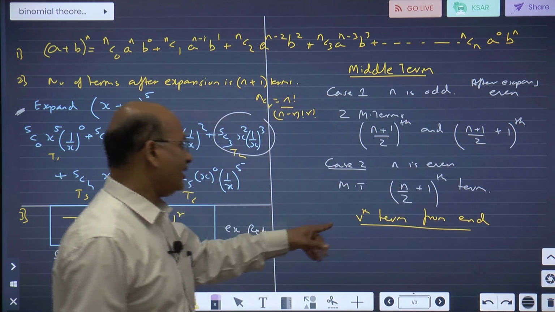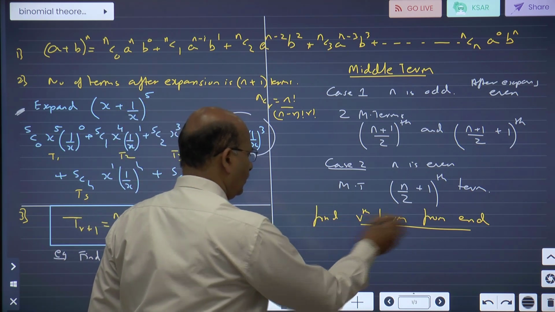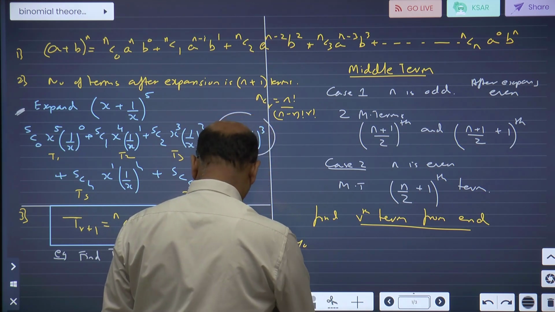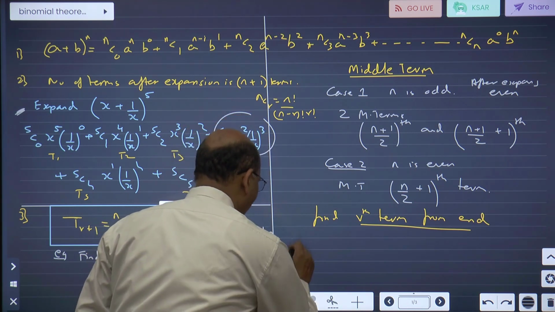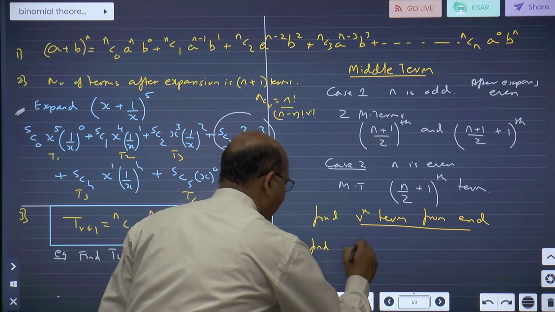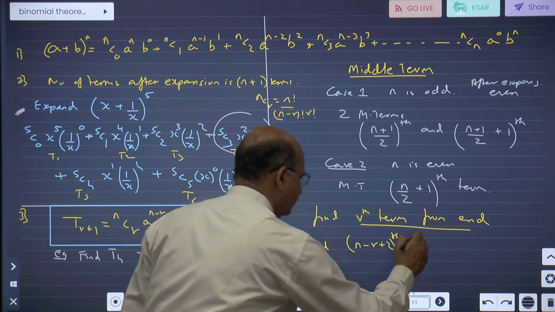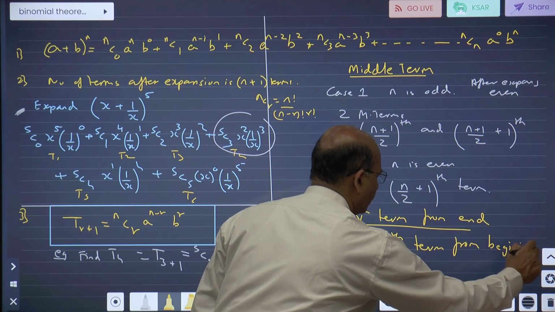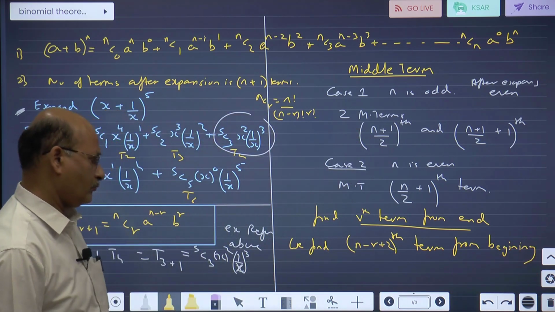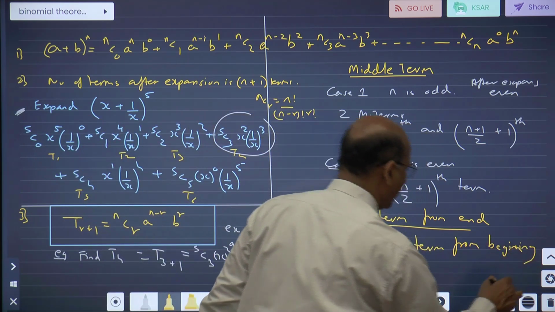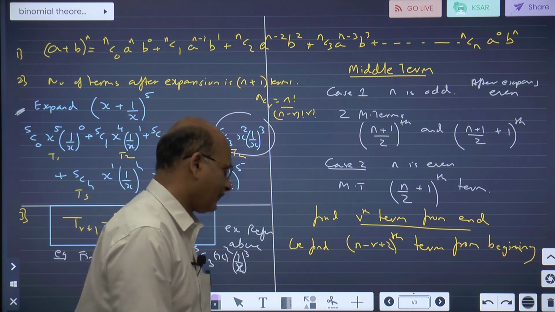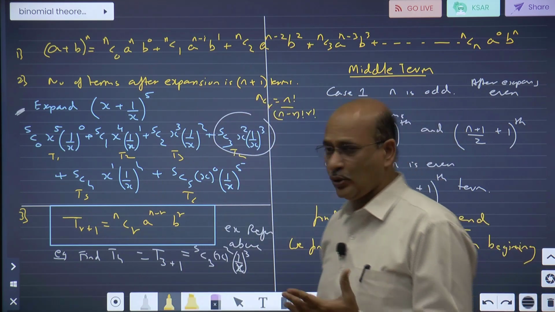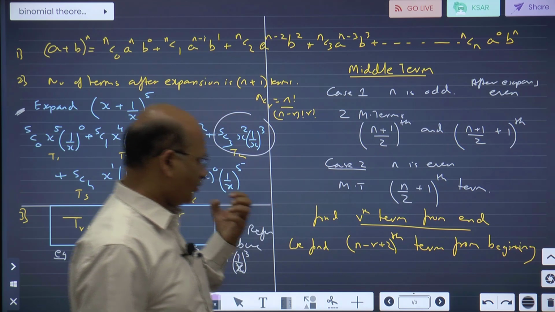So whenever they ask you to find the rth term from the end, that means we find the (n minus r plus 2)th term from the beginning. So this is the pattern of questions in the binomial theorem. These are the basic and important questions, and they throw a lot of light on the concepts.